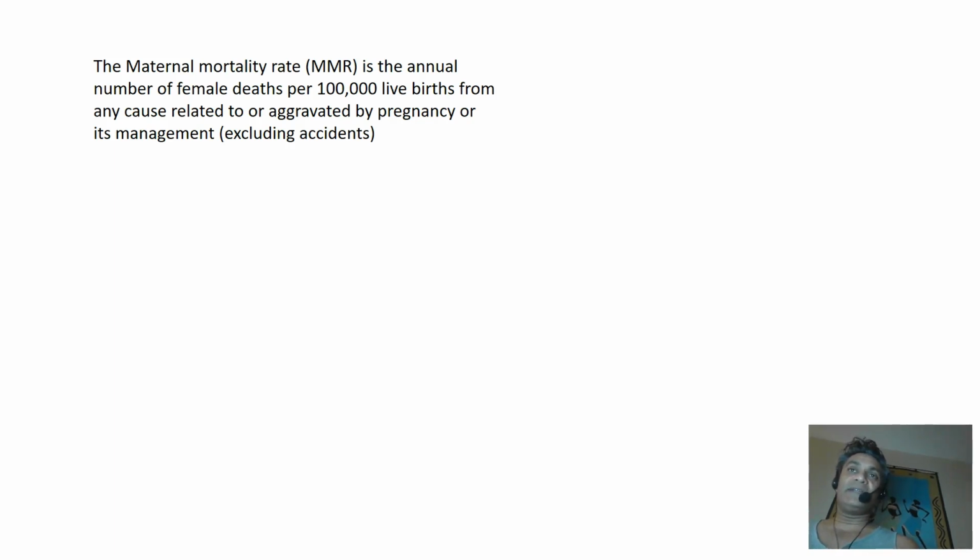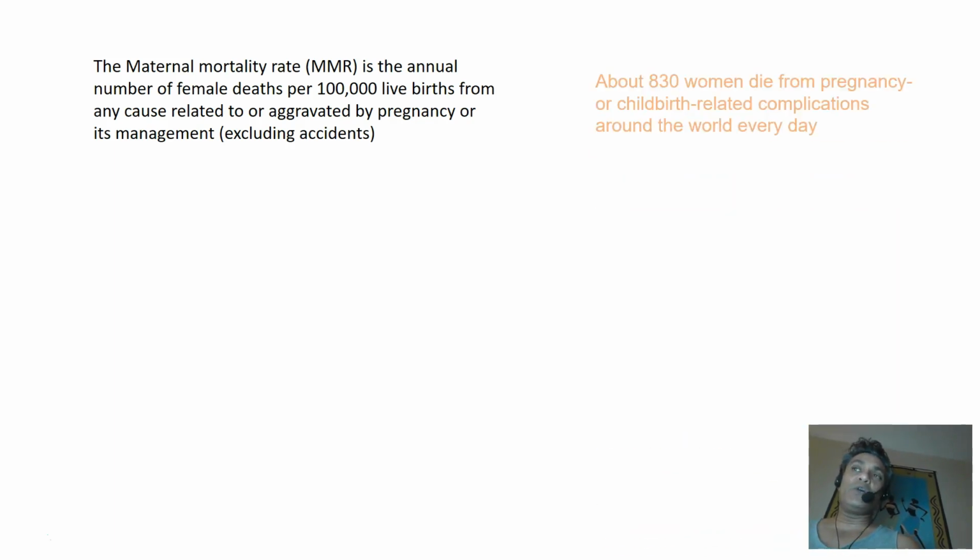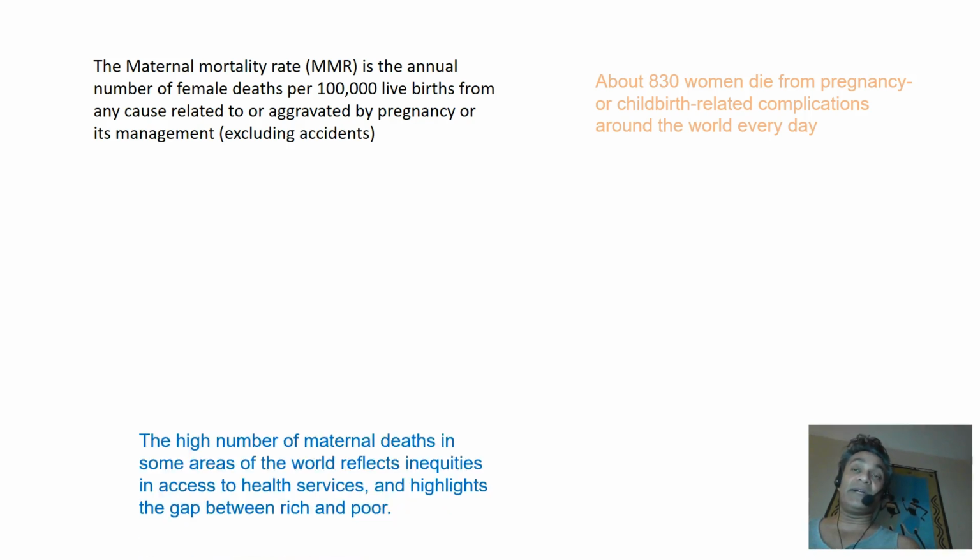It's defined as the number of female deaths per 100,000 live births in that particular community or country. And the deaths that we're measuring are any death that is related to or aggravated by the pregnancy itself, or its management, and we're not counting accidents. So globally, about 830 women die every single day from something related to childbearing. That's a very high number.